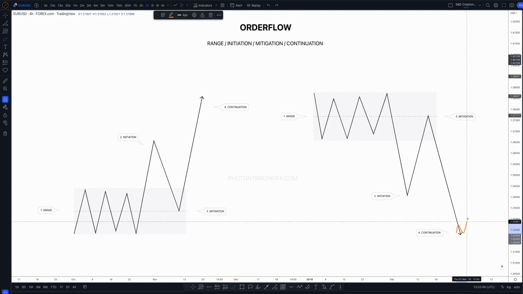And then what will you see? You'll see price range, and we'll form another range. And then price might either break to the upside like this, or will range and it will continue and break to the downside, okay? And that's essentially the heartbeat of the market.